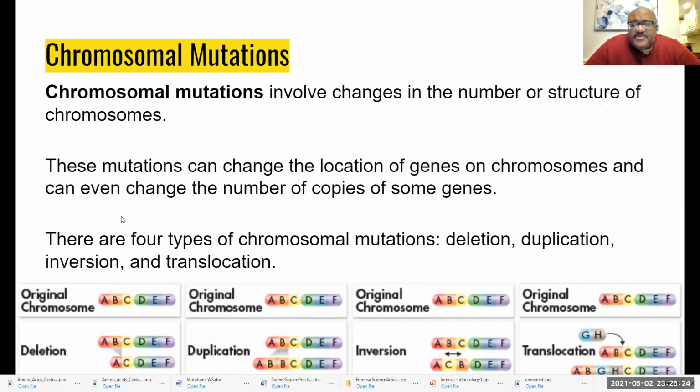Chromosomal mutations involve changes in the number and structure of chromosomes, okay? These mutations can change the location of genes on chromosomes and can even change the number of copies of the genes. And chromosomal mutations are a big deal, especially because they can cause birth defects and problems with babies.